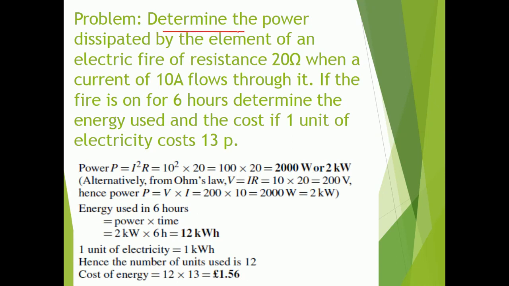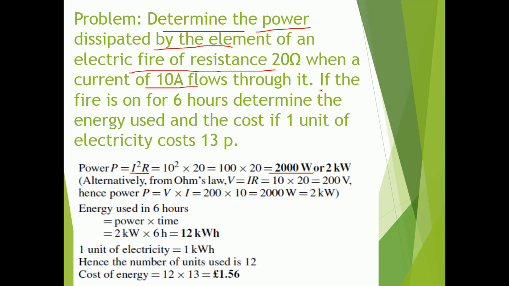Determine the power dissipated by the element of an electric fire of resistance 20 ohm when a current of 10 ampere flows through it. First of all, we need to calculate the value of power when the value of resistance and the current is given. So P is equal to I square R. So it comes out to be 200 watt.